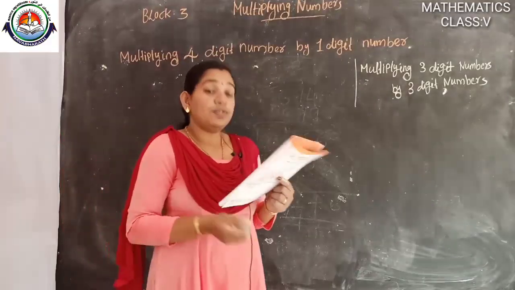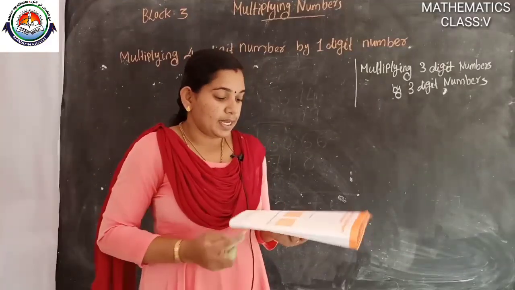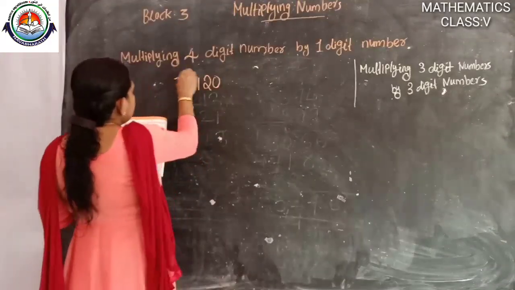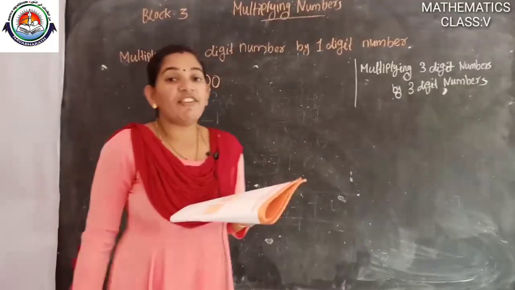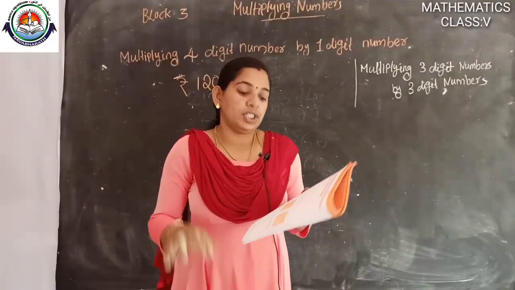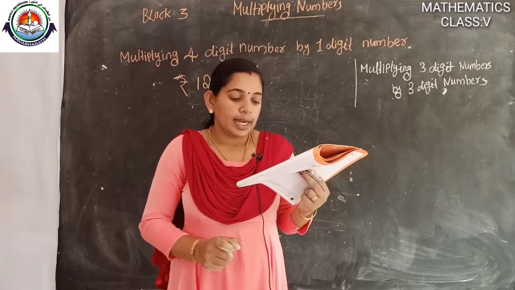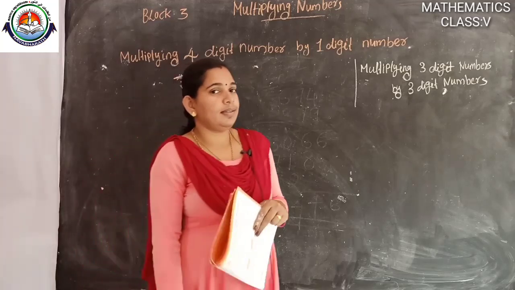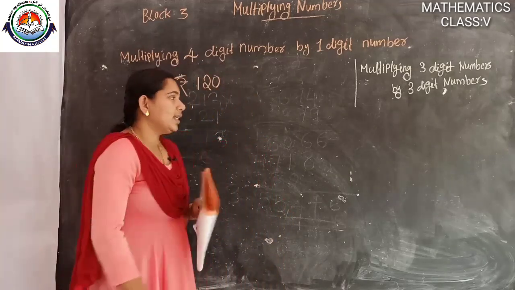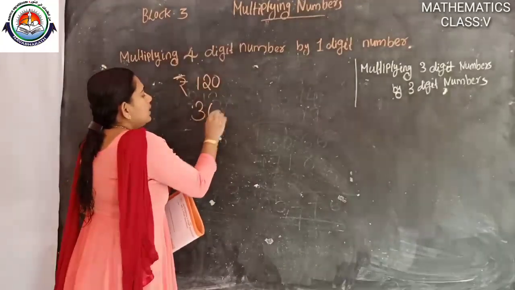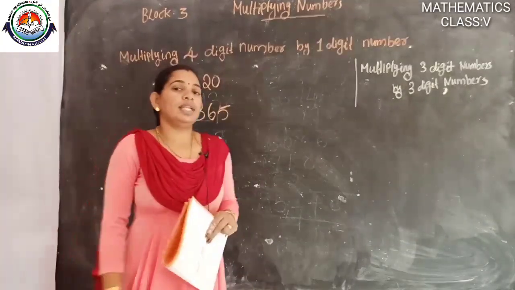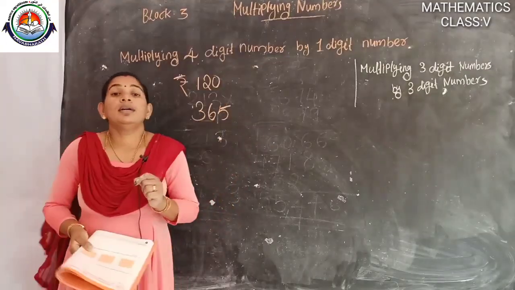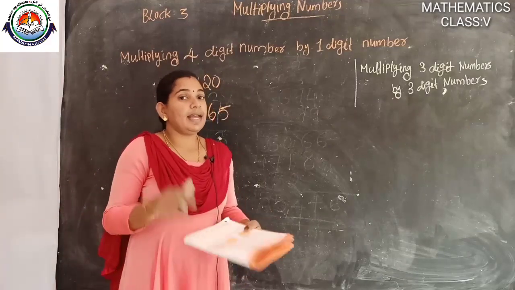Then one more word problem is next. Manu's father spent rupees 120 on petrol every day. Every day he spent 120 for petrol. Then how much money will he spend on petrol in 365 days? 365 days means 1 year. So they ask how much money he spent for petrol in 1 year. Then you write the steps. Then I will do the answer only.